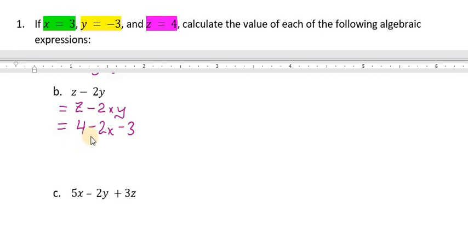So what do we do first? Remember, we want to multiply before we actually subtract. So before we use the subtraction, we will multiply first. So we can say 4 minus, now 2 times negative 3 is negative 6. And so we can say 4 minus negative 6.